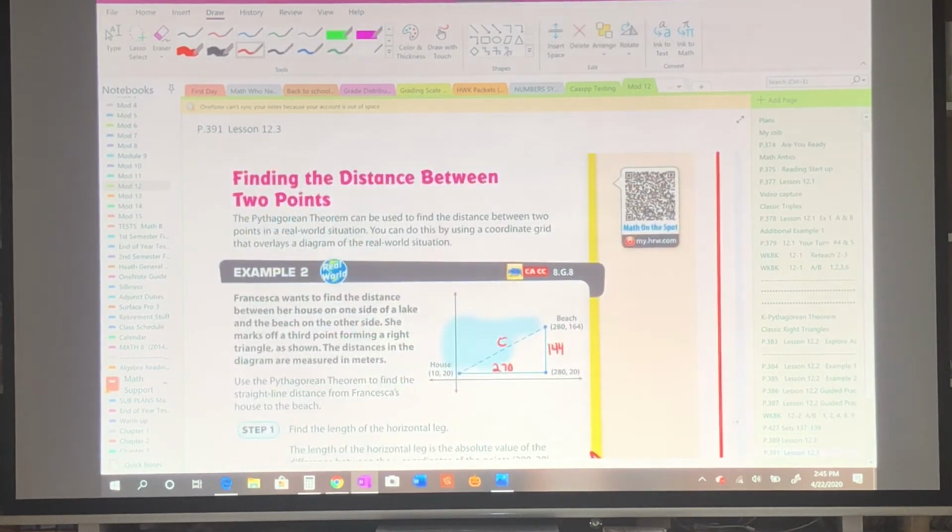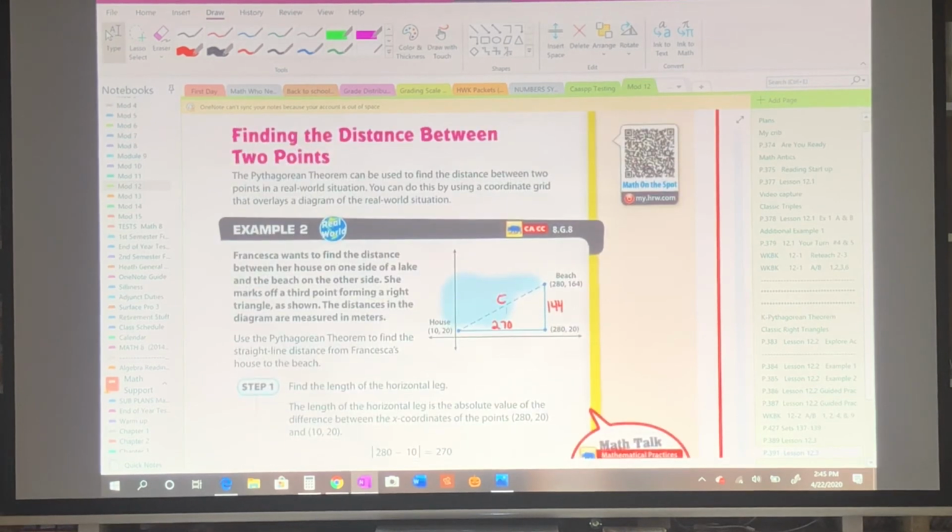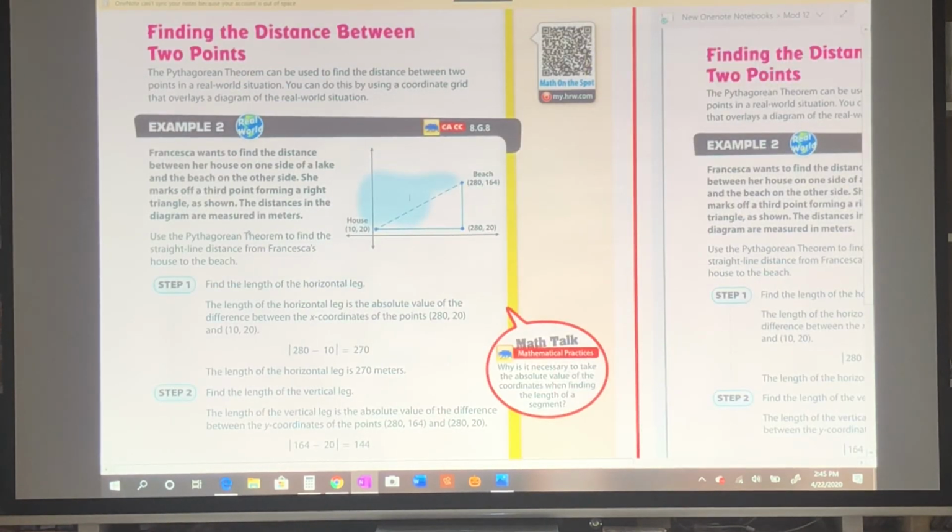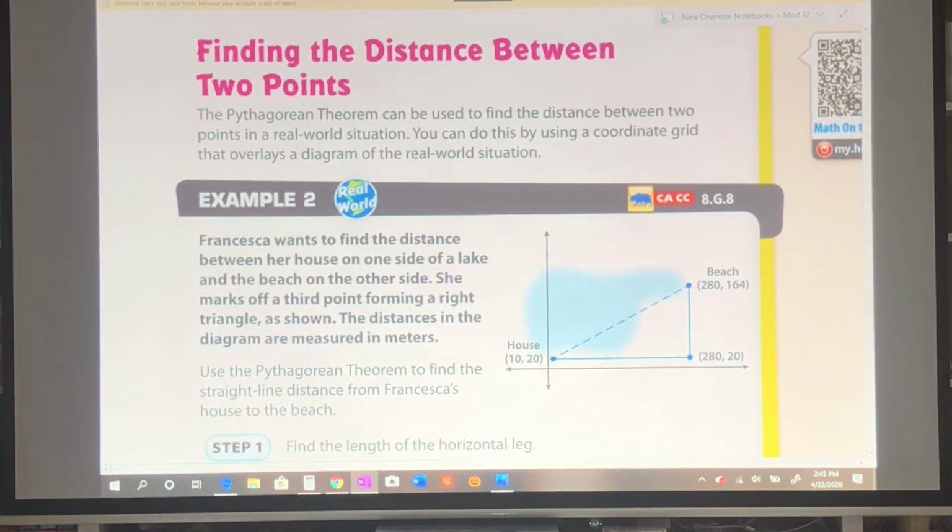Okay, on page 391, same thing here. Finding the distance between 2 points. Okay. Homegirl wants to find the distance between her house on the side of a lake and the beach on the other side. She marks off a third point forming a right triangle as shown. The distances are measured in meters.